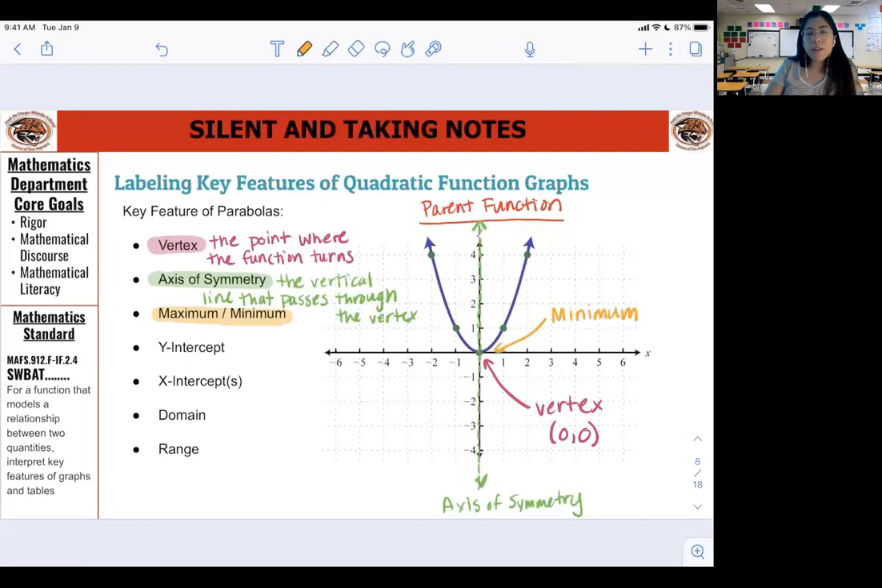And when we talk about maximum versus minimum, we always talk about the y value. So the y value is 0. So this has a minimum at y equals 0. So the maximum slash minimum is the highest or lowest y value.